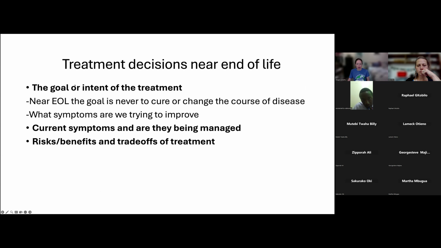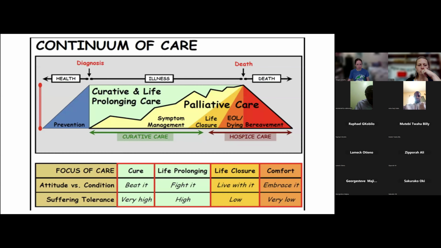So what we're thinking about when we're thinking about a child with cancer is what's our goal or our intent for our treatment, right? And near the end of their life, the goal is not to cure them. The goal is not necessarily to change the course of the disease. Unfortunately, like I've told you, we have to accept that the prognosis is that the child will die, but we're trying to improve their symptoms. So we look at what symptoms they have, probably from those lists, and then what can we do to help, and are there any risks and benefits that we have to balance or trade-offs?